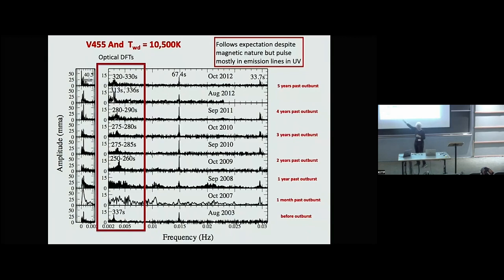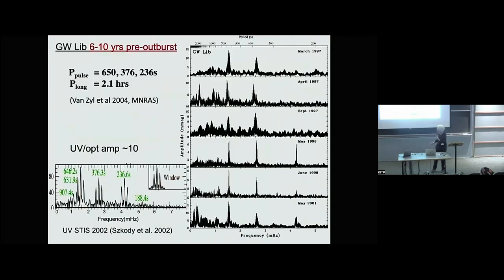There's no pulses there. That's what we expected. The white dwarf is hotter. And then it gradually, at year 2, it shows up at a shorter period than quiescence. And then by year 5, it drifts back, just following the trend of getting longer and longer. That's exactly what we expected. The only problem is the pulsations in the UV match this, but they're mostly apparent in the very hot continuum in the emission lines, which is somewhat of a problem, but I'm not going to go into that here.